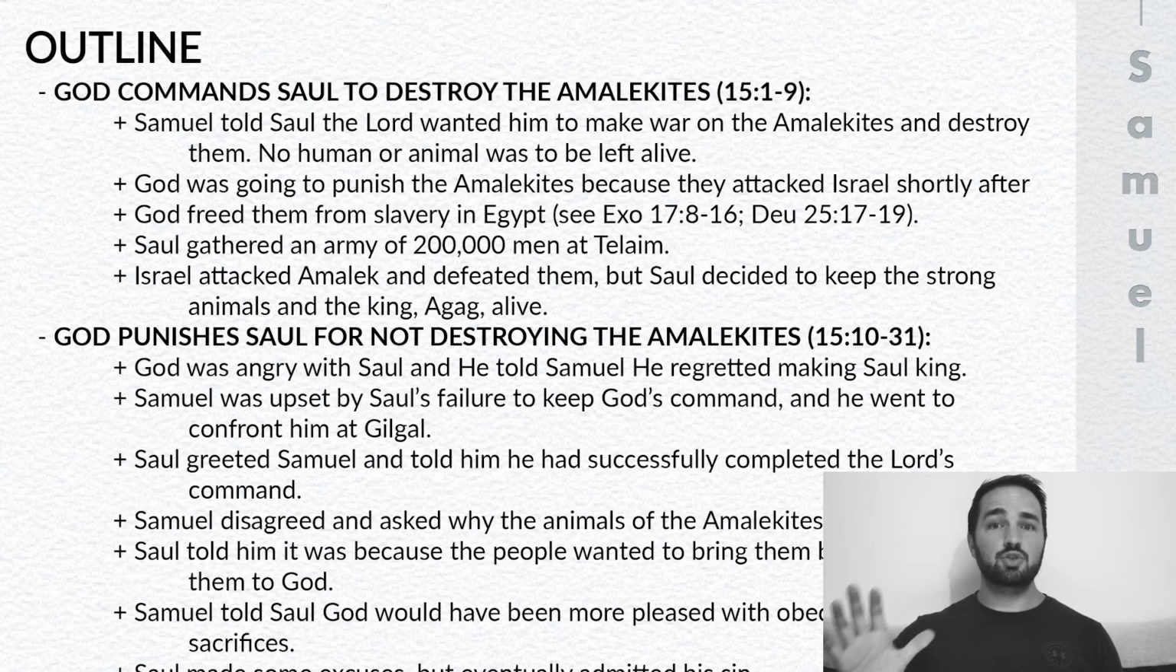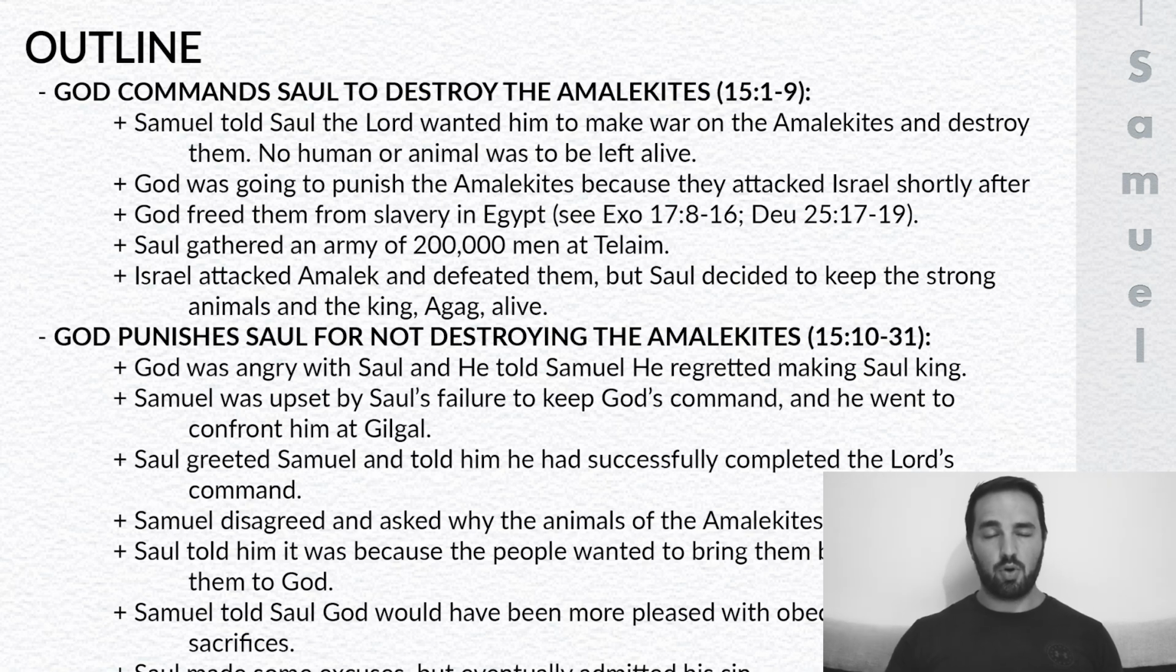And yes, that was hundreds of years before this, but God had not forgotten the curse that he put on those people. I imagine there were probably several other evil things that they had done since that time, but that was the big one. If you want to know more about that, you can read about it in Exodus 17, 8 through 16, and Deuteronomy chapter 25, verses 17 through 19. So Saul obeyed Samuel and the Lord's command. He gathered an army of 200,000 men, and he attacked Amalek, and he defeated them.